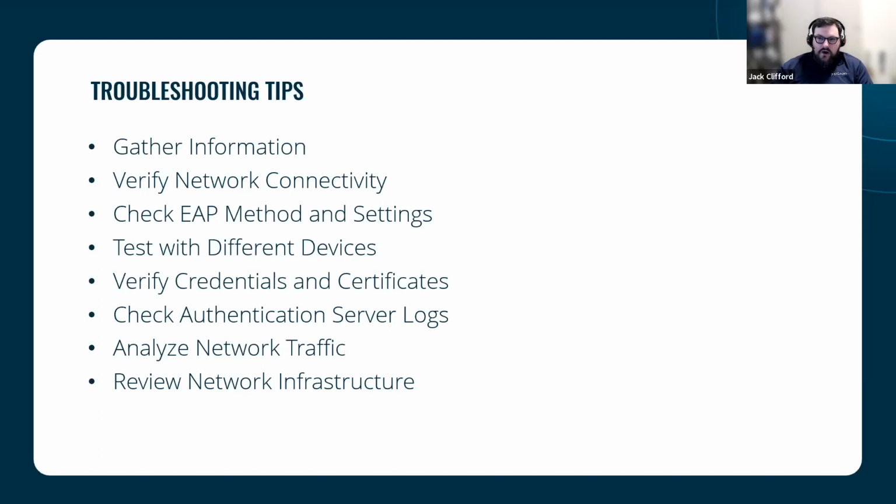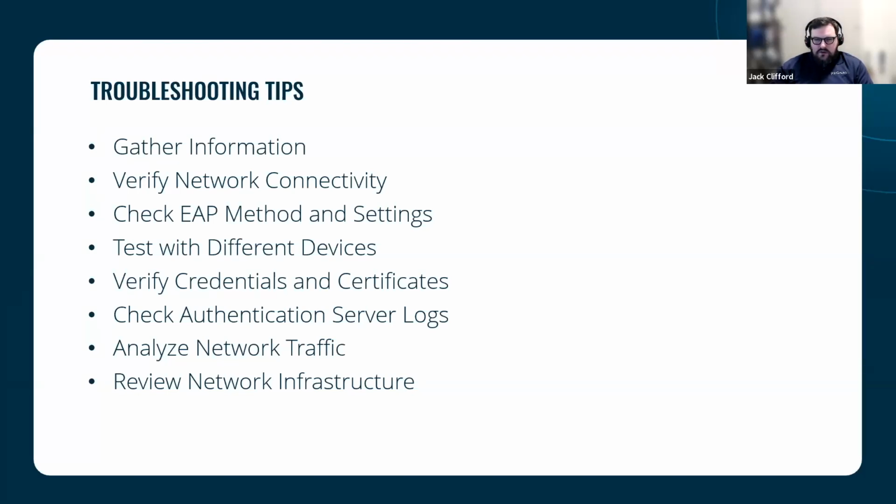Check the logs. So this is why saving logs is pretty important. You want to verify and review, look for error messages, failed authentication attempts. You can also look for specific codes or messages that can give you insight into what exactly is going on with the authentication itself. Analyze the network traffic. This is where getting a packet capture is helpful. You can identify any errors within the process, look for handshake failures, retries, anything else that's a little weird with the packets themselves.